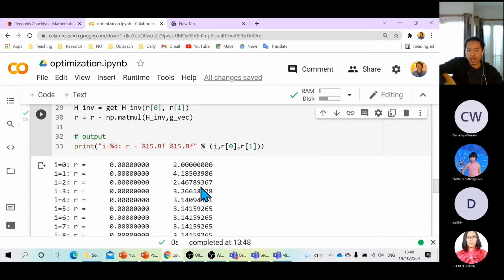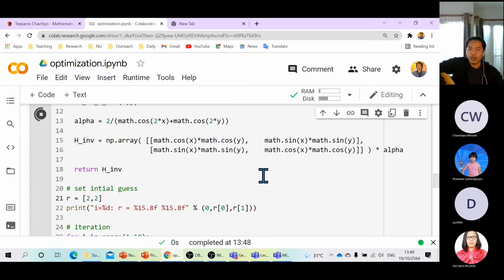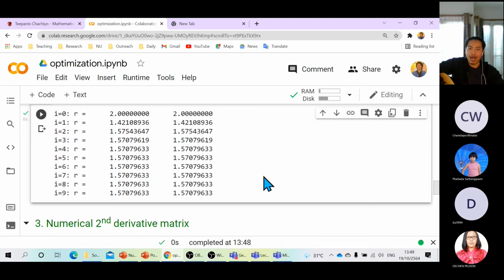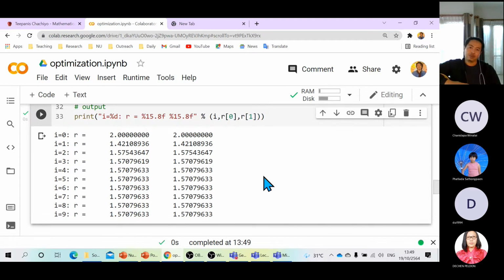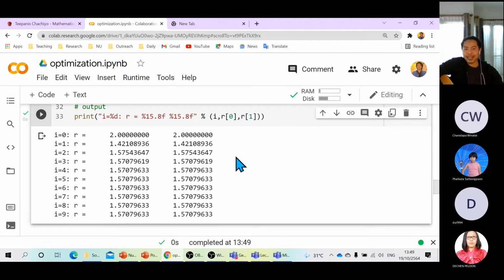Now it's a different thing. The last choice of the initial guess is 2, 2. I go to something different here. 1.57. What do you think that is? And I can give you the answer from Google. Can anybody guess what that is? We do this all the time in physics. Pi over 2. Let's try it.